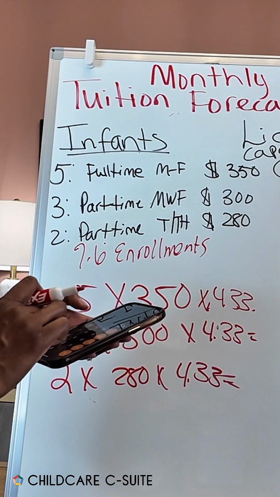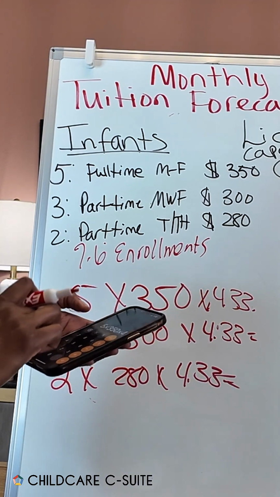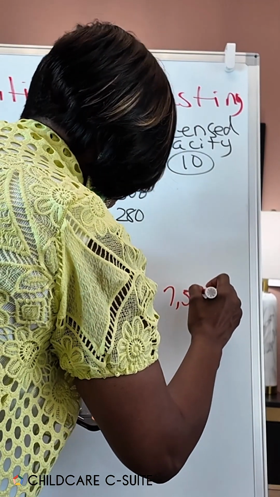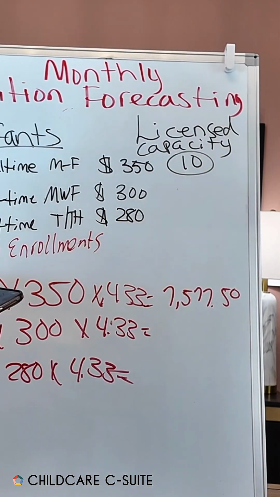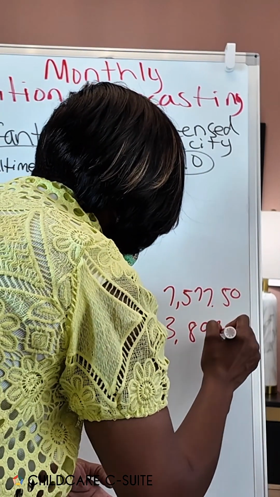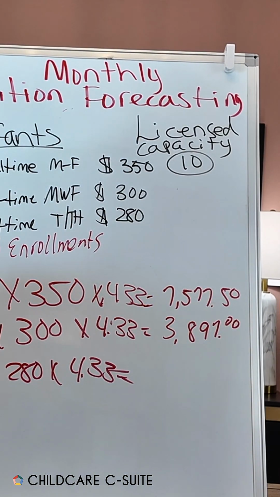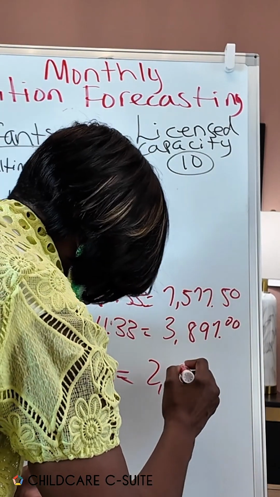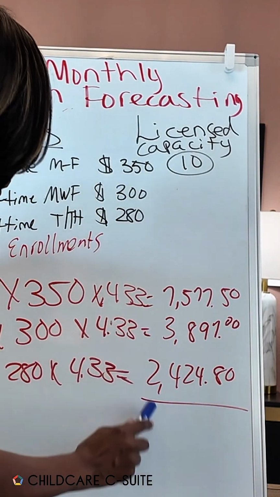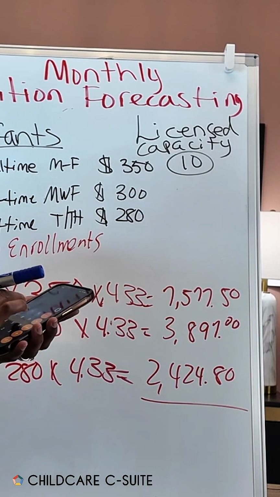So 5 times $350 per week times 4.33 brings me to $7,570.50. Okay. 3 part-time students times $300 per week times 4.33 gives me $3,897. And then the last one is 2 times 280 times 4.33. That gives me $2,424.80.